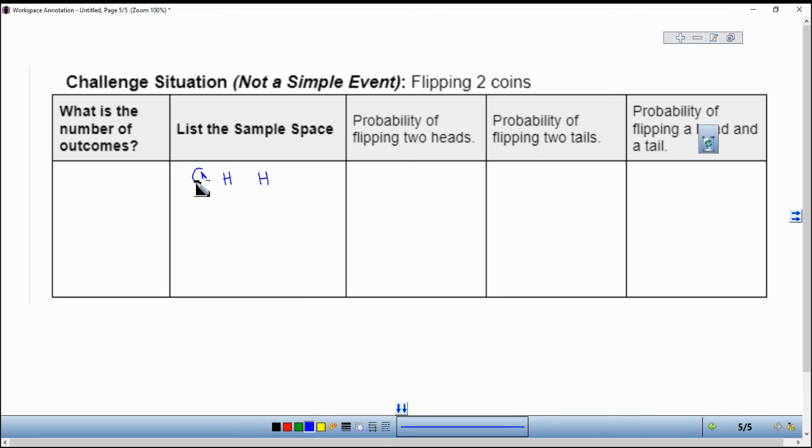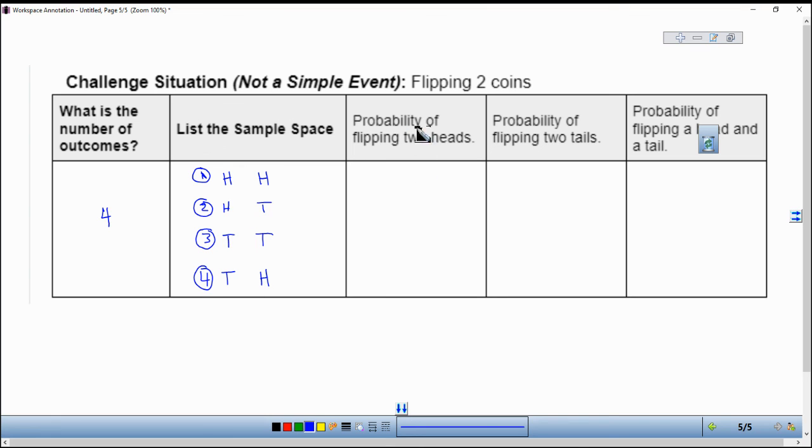Okay, that's one outcome. Another one could be you get a heads on one and a tails on the other. The third outcome is you get 2 tails. And then the fourth outcome would be you get a tails on the first coin and a heads on the other coin. So really there are 4 outcomes.